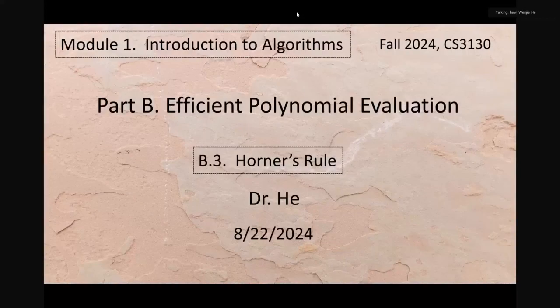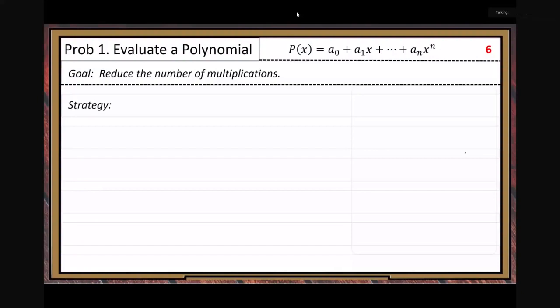B.3, Horner's rule. This is a very smart solution. Horner's rule. Our current goal is to reduce the number of multiplications. Now we know it's not easy to solve. How to reduce the number of multiplications is not easy.